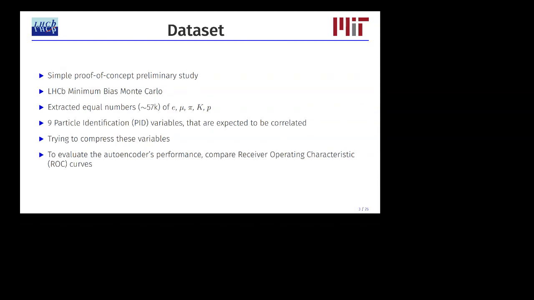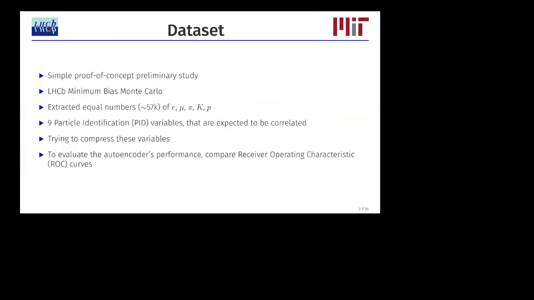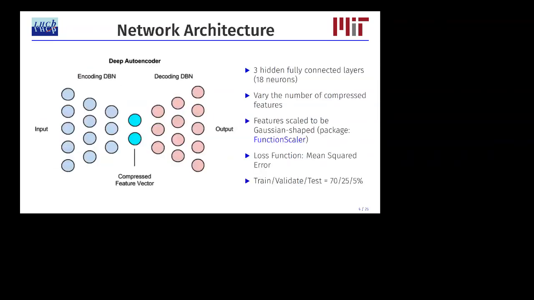We will try to use an autoencoder to compress these variables. And to evaluate the performance, we will look at ROC curves. You're compressing the 9 PID values only? Yes, right now. This is only a proof of concept preliminary study. We're only using 9 PID variables because we know they should be correlated, and this was just a proof of concept. So let's see what happens.